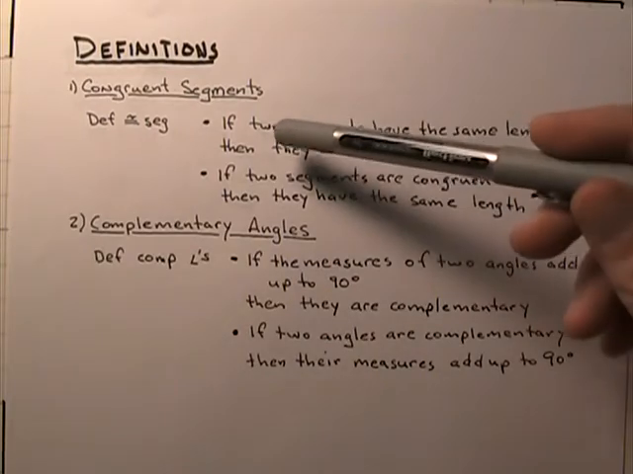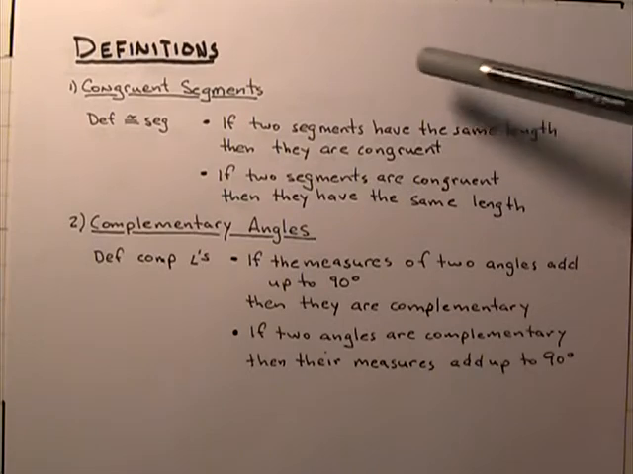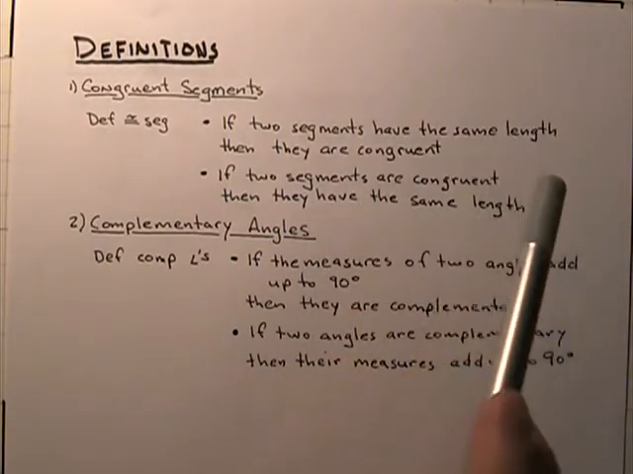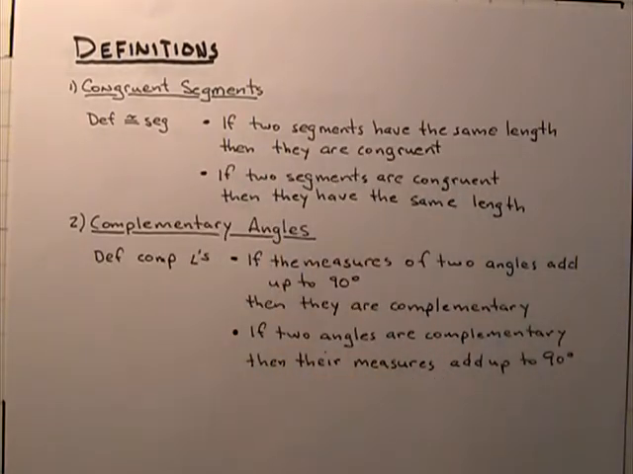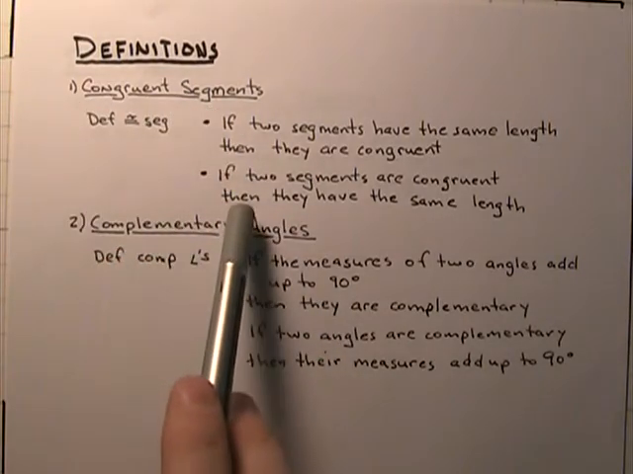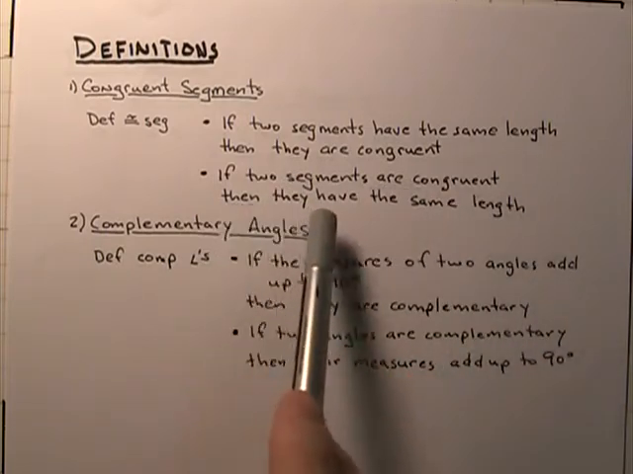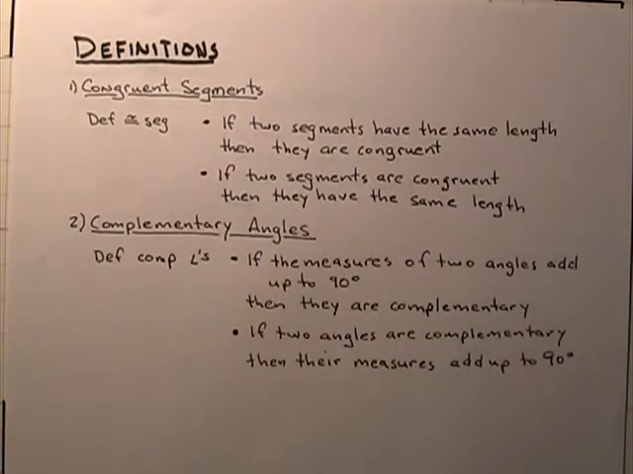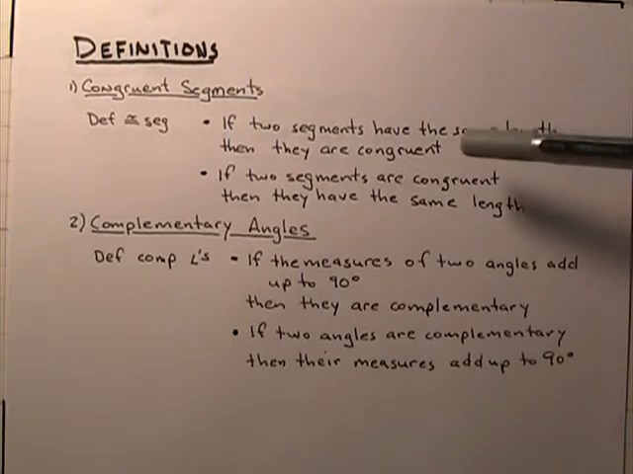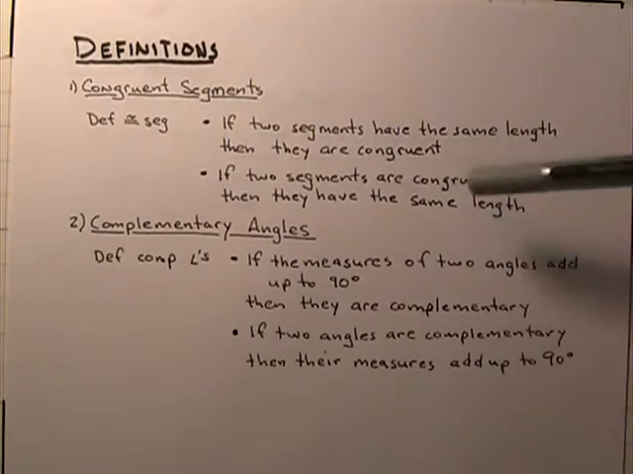And then I've rewritten the definition as a conditional statement. If two segments have the same length, then they are congruent. Notice, since every definition is a biconditional, I've also written the other part here. If two segments are congruent, then they have the same length. This really only works for definitions, but it's written as the conditional and the biconditional.